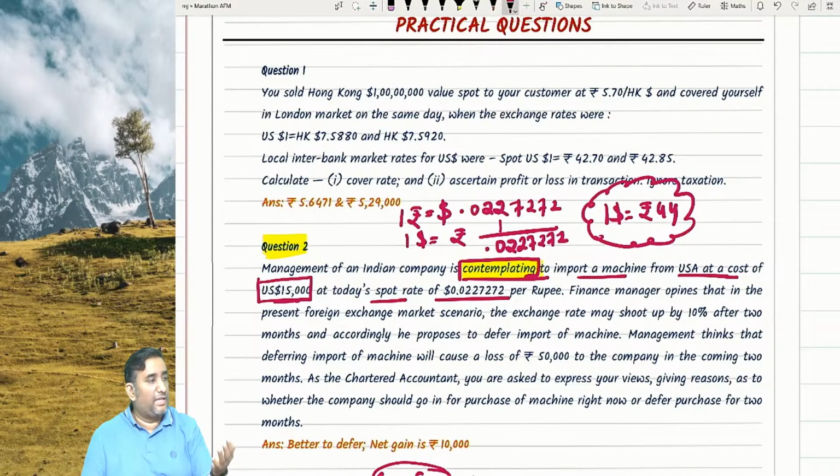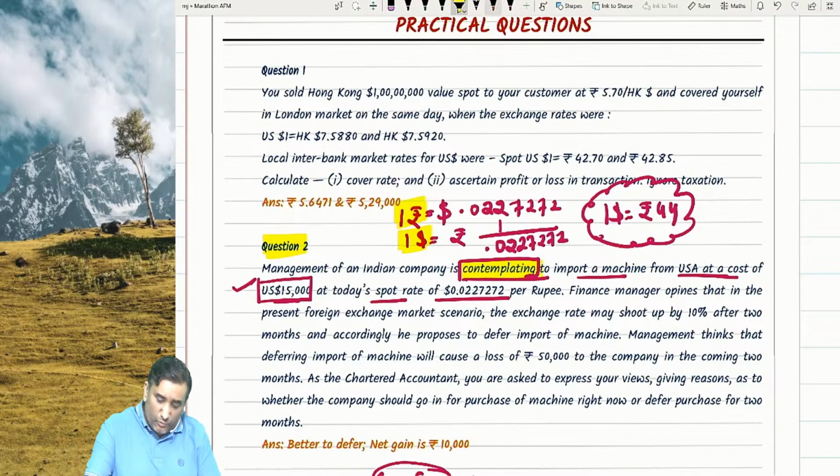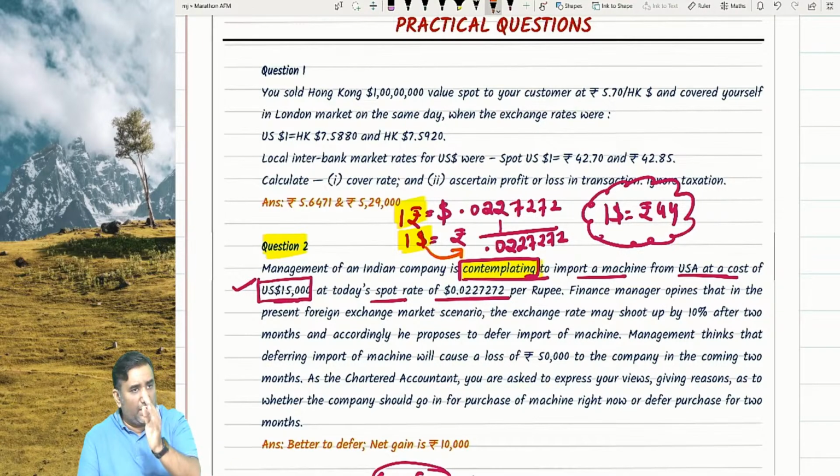Something has to be extraordinary. Instead of giving $1 is equal to 44, he gave you 1 rupee in dollars, but you know how to convert it. Although the foreign currency amount was 15,000, as per the question he has kept rupee on this side. Anyhow, I have to bring dollar on the left hand side, and when I move from left to right, I will multiply. The moment you multiply 15,000 into 1 divided by 0.0227272, it is as good as 15,000 into 44. How much does it become? 6,60,000. That means if you buy this machine today, your rupee cost would be 6,60,000, and you are an importer.